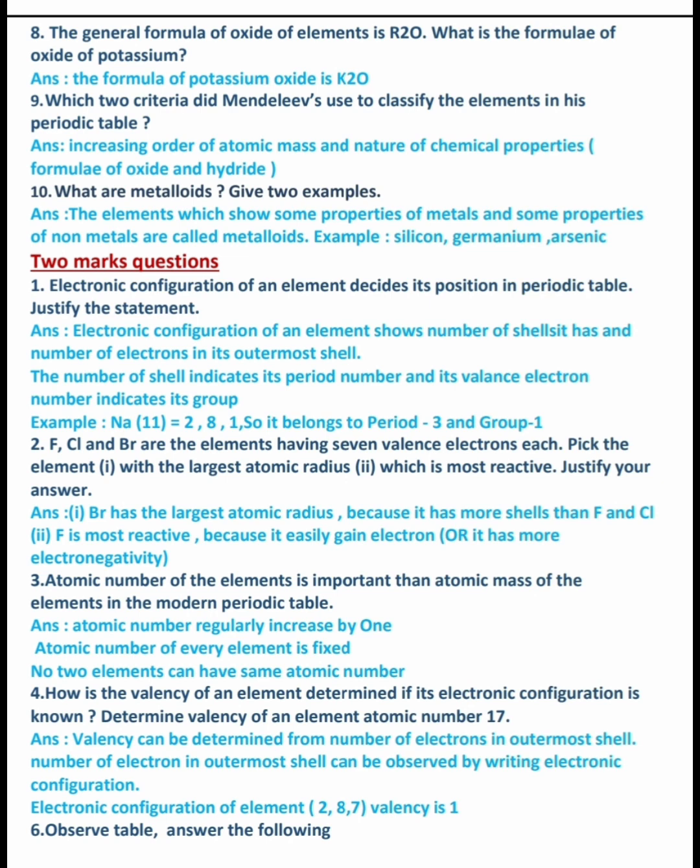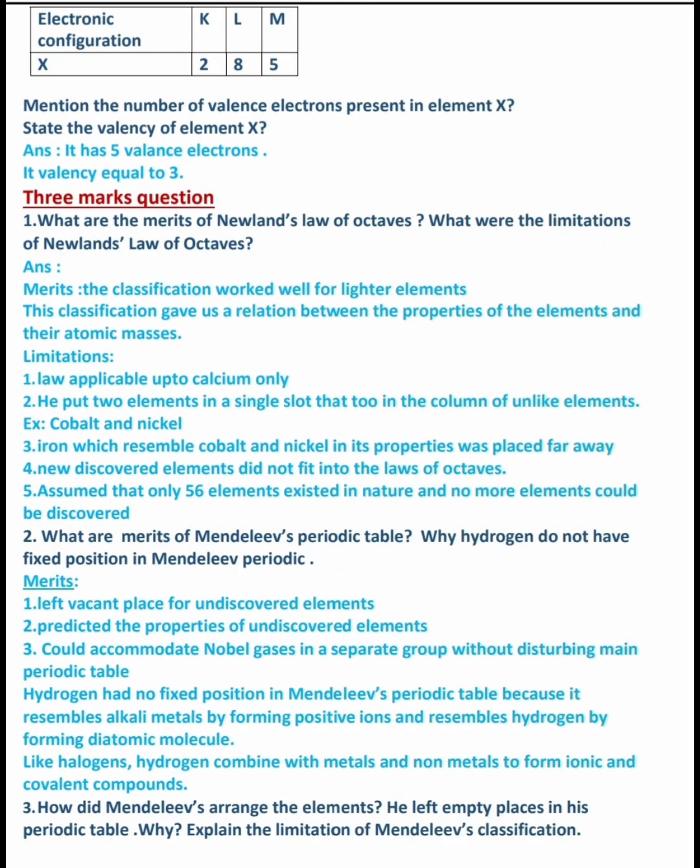Observe the table and answer the following. Three marks question, what are the merits of Newlands' law of octaves? What were the limitations of Newlands' law of octaves? What are the merits of Mendeleev's periodic table? Why does hydrogen not have a fixed position in Mendeleev's periodic table? And the next question, how did Mendeleev arrange the elements? He left empty spaces in his periodic table. Why? Explain the limitations of Mendeleev's classification.